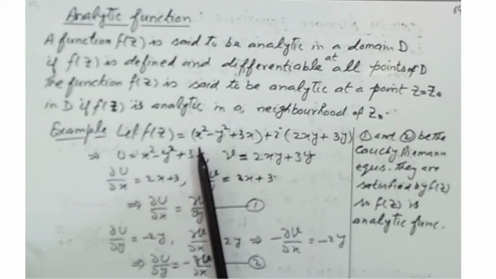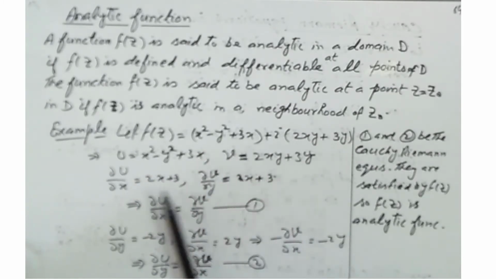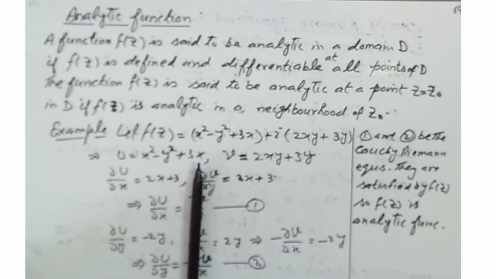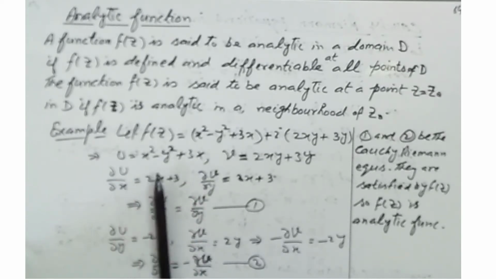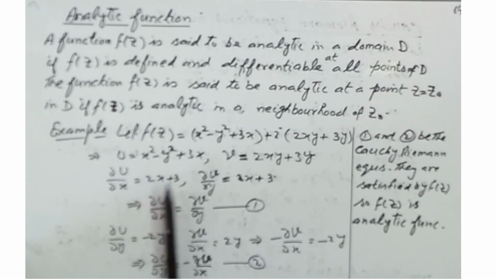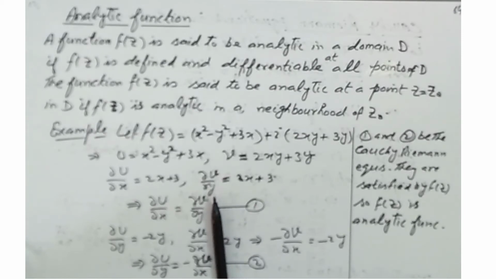And u is equal to x square minus y square plus 3x and v equal to 2xy plus 3y. We take its partial derivatives. Now partial u over partial x is equal to 2x plus 3, because in a partial derivative y will be treated as a constant. The derivative of a constant is 0, so we get partial u over partial x equal to 2x plus 3. Now we differentiate this v with respect to y.